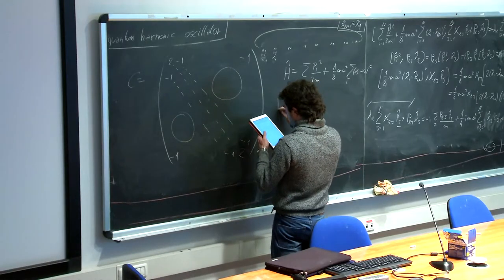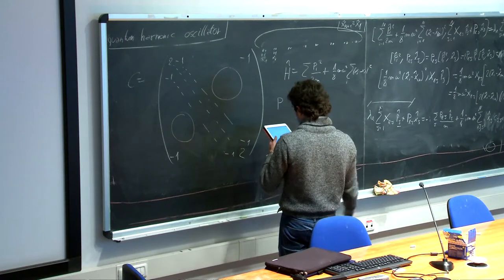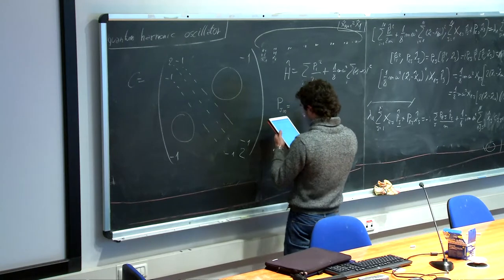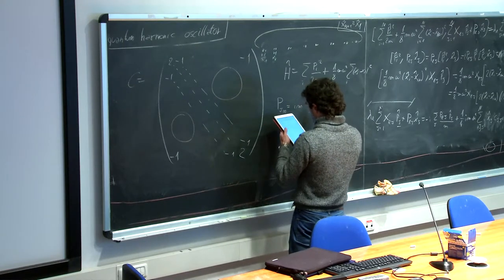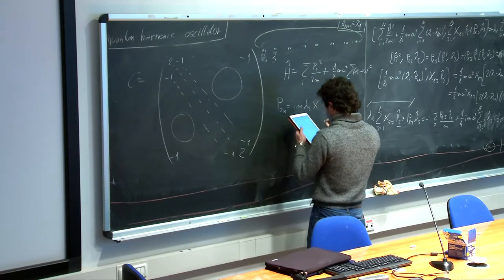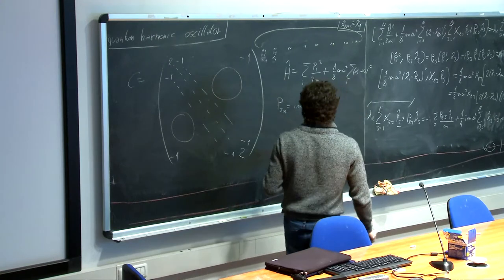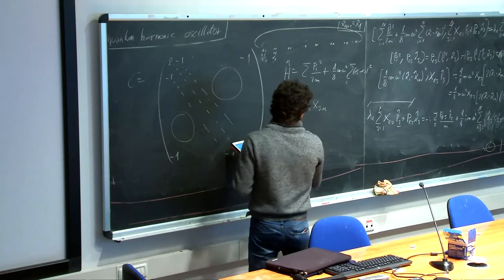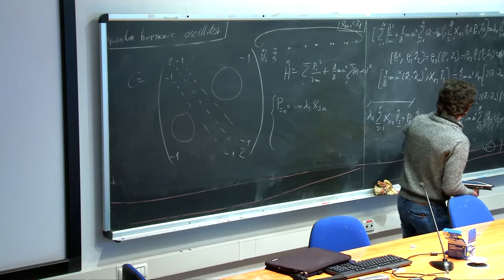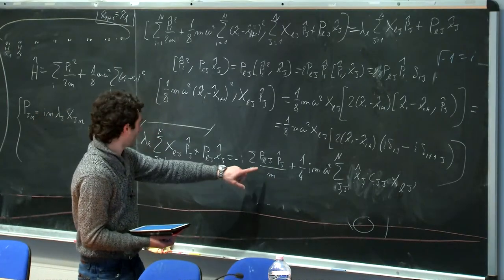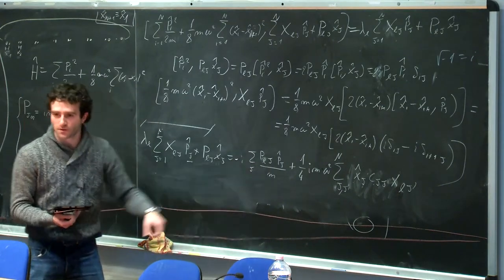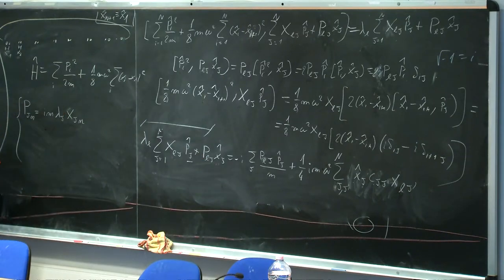You find that P_{jn} is equal to i m lambda_j x_{jn}. This is one condition that you find by imposing that this should be equal to this. So the terms should be equal. Then you have the other condition that I didn't write.